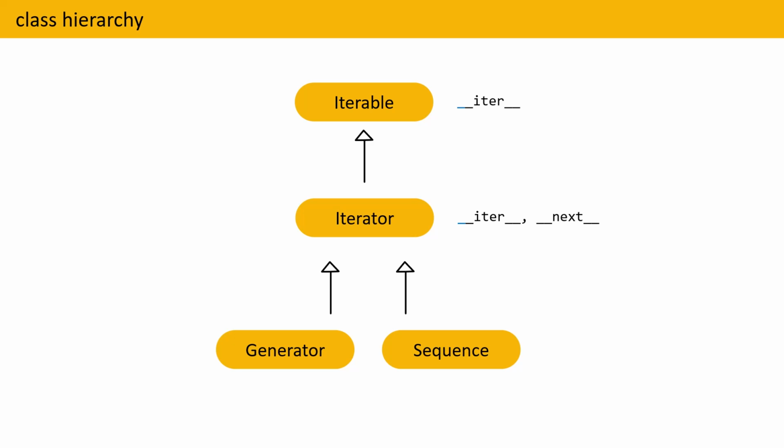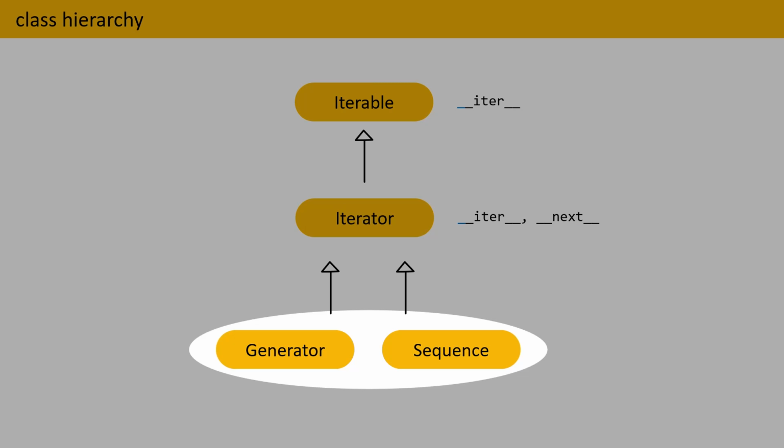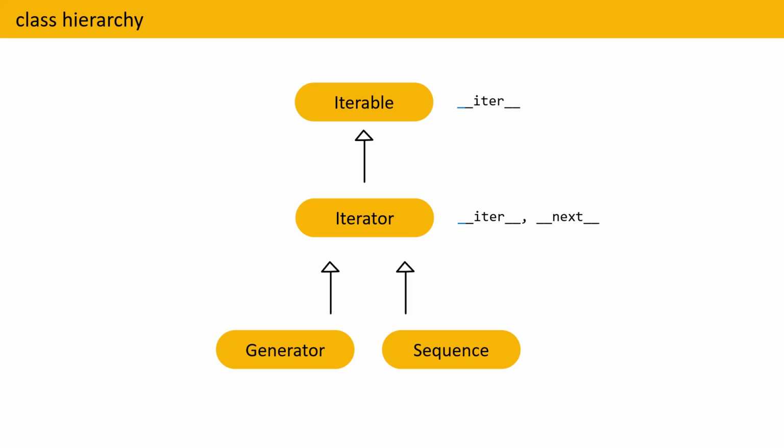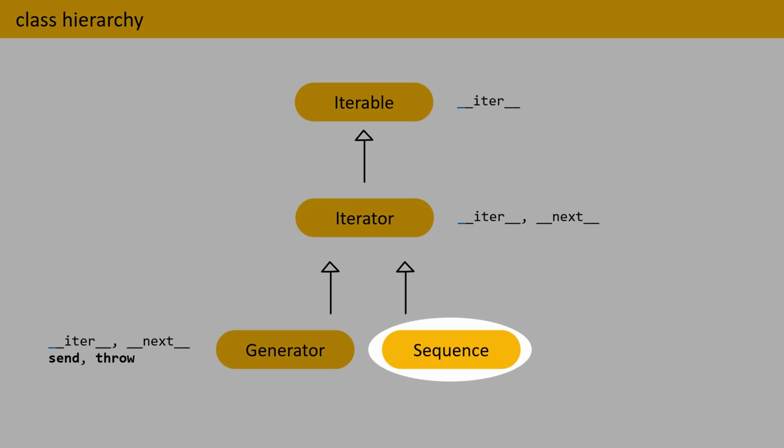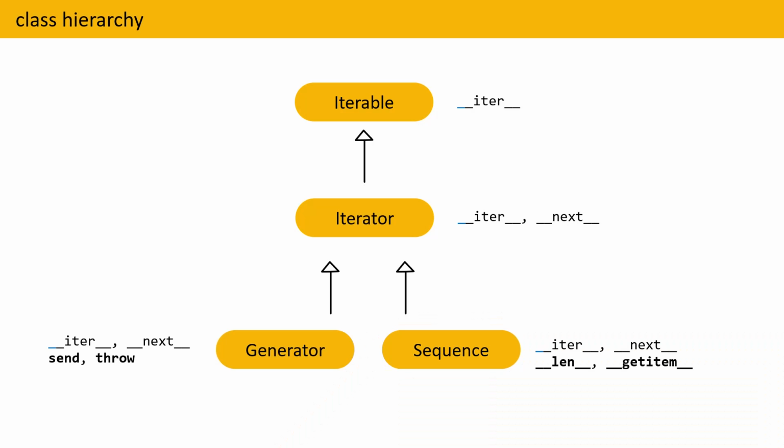The iterator class has two subclasses, generators and sequences. Since they are subclasses, they both have the iter and the next method of the iterator and can be iterated over. Generators have additional methods such as send and throw, which are used in the context of coroutines and are rarely used in data science projects. We will not discuss them here. Sequences have methods to get the length of a sequence and to retrieve items from a specific position of the sequence. Lists, for instance, are iterables, iterators and sequences, since lists have a length and can be indexed.